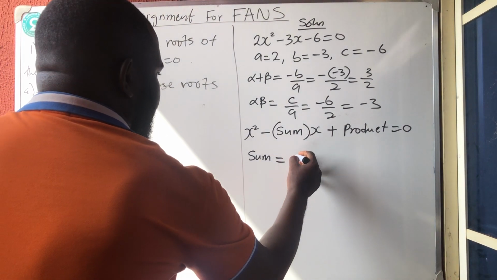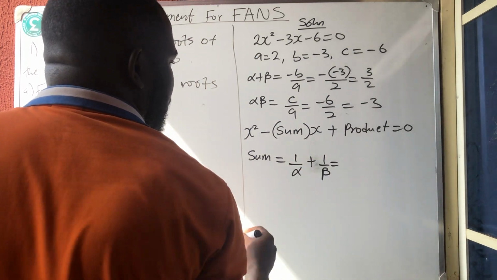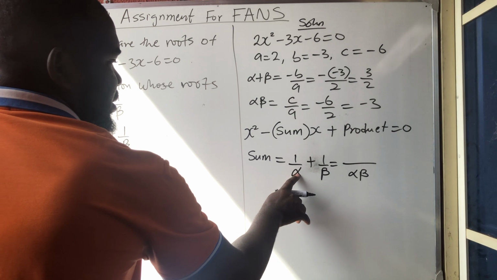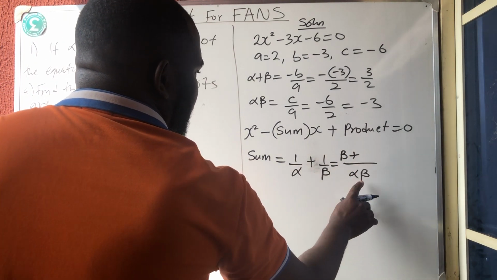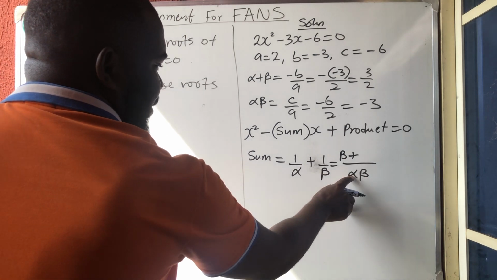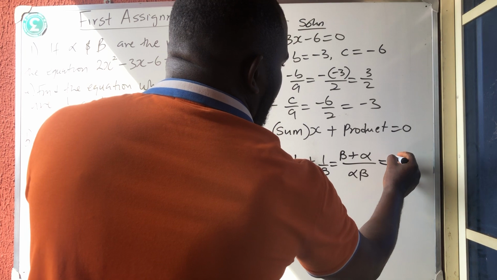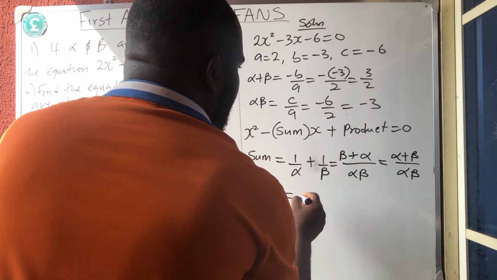So the sum of these roots will be 1 over alpha plus 1 over beta, which is equal to what? The LCM is alpha beta. When alpha beta divides this, I'm having beta. Beta times 1, I'm having beta. Plus, when alpha beta divides this, beta cancels beta, I'm having alpha. Alpha times 1, I'm having alpha. If you arrange it very well, you have alpha plus beta all over alpha beta.